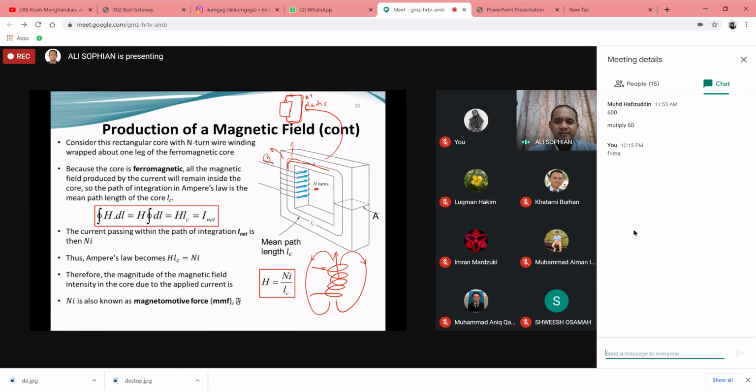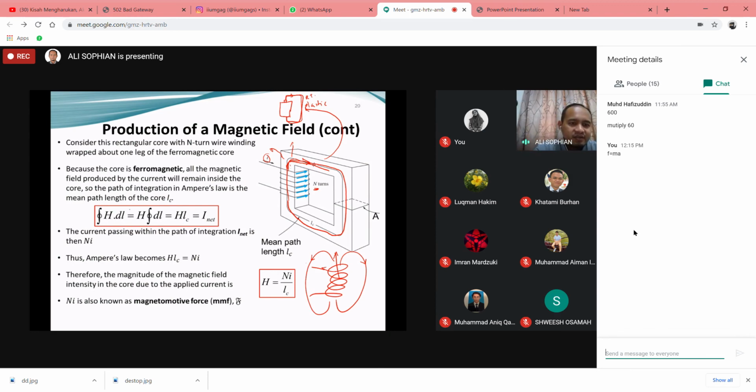Because almost none of the magnetic flux escapes to the air, we can assume that all of it stays inside the core and flows in this manner. This is clockwise. Let's read again the second point here. Because the core is ferromagnetic, all the magnetic field produced by the current will remain inside the core. So the path of integration of Ampere's law is the mean path length of the core.